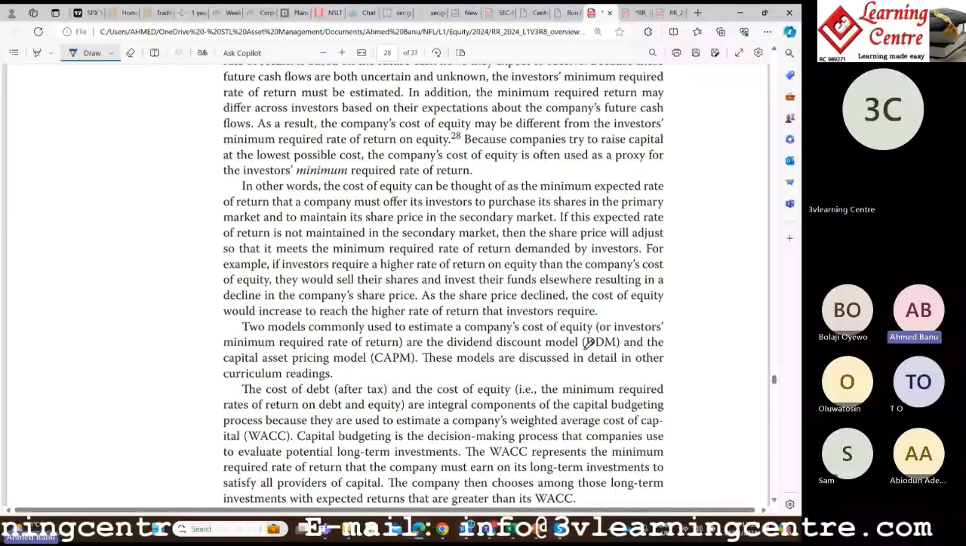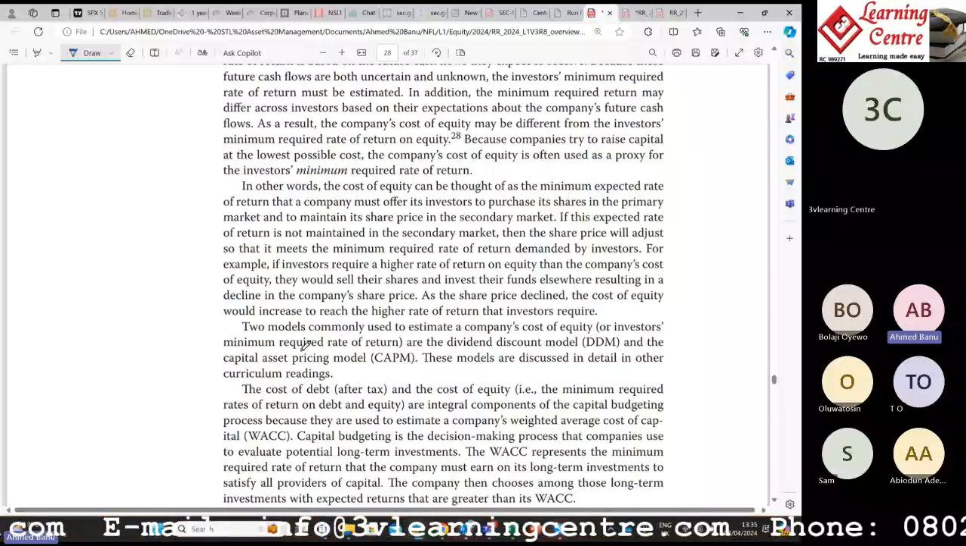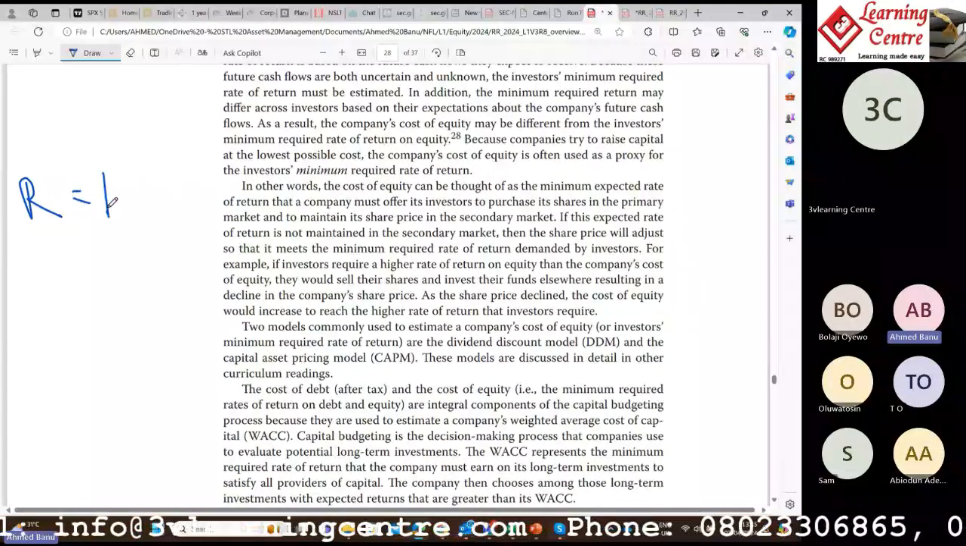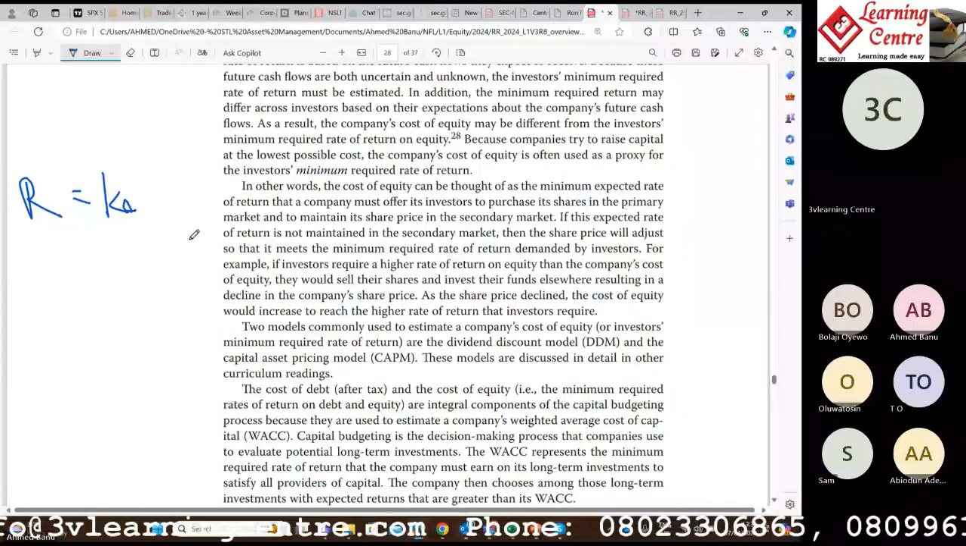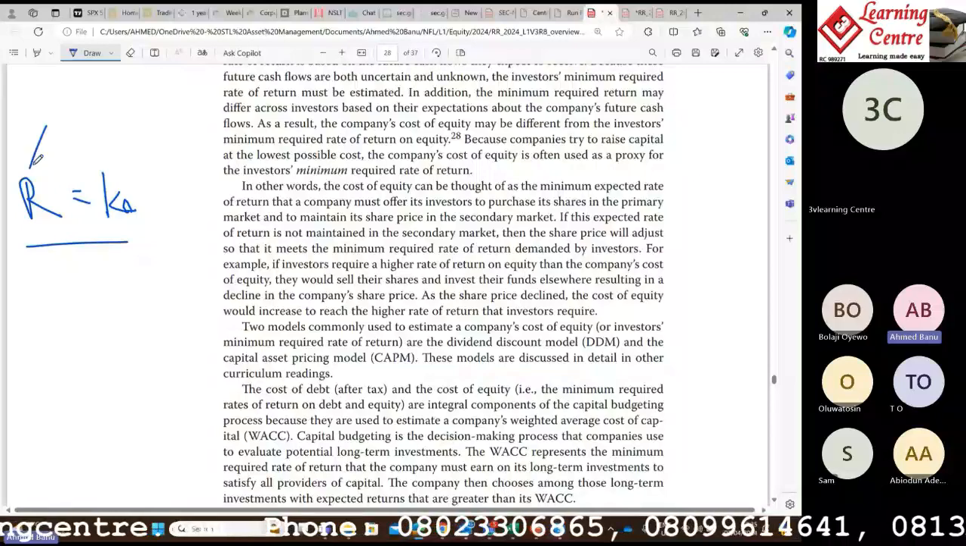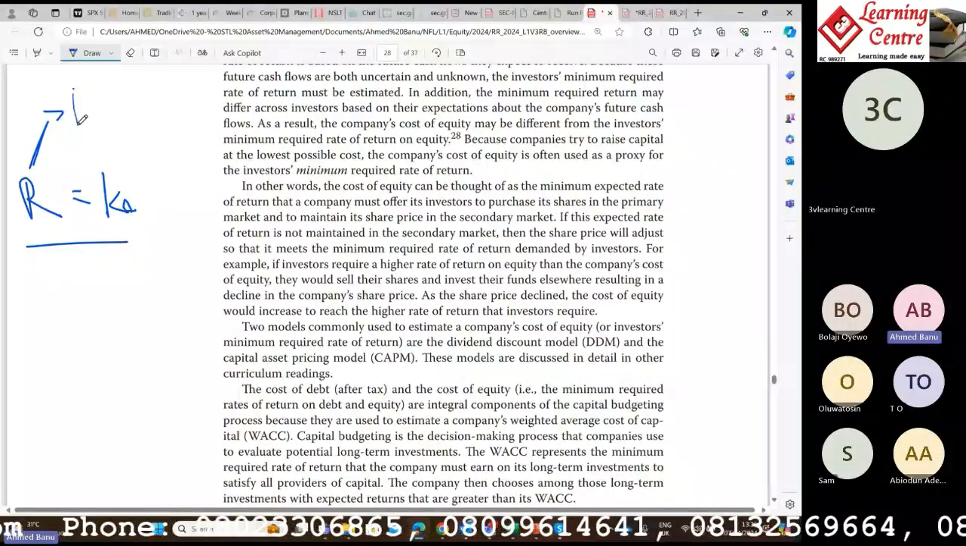Now, what are we saying here? What we're saying here in a nutshell is, let's use this as the minimum return. Let's use that as KD. Naturally, this should be the same. While this is based on what? This is based on future cash flows.